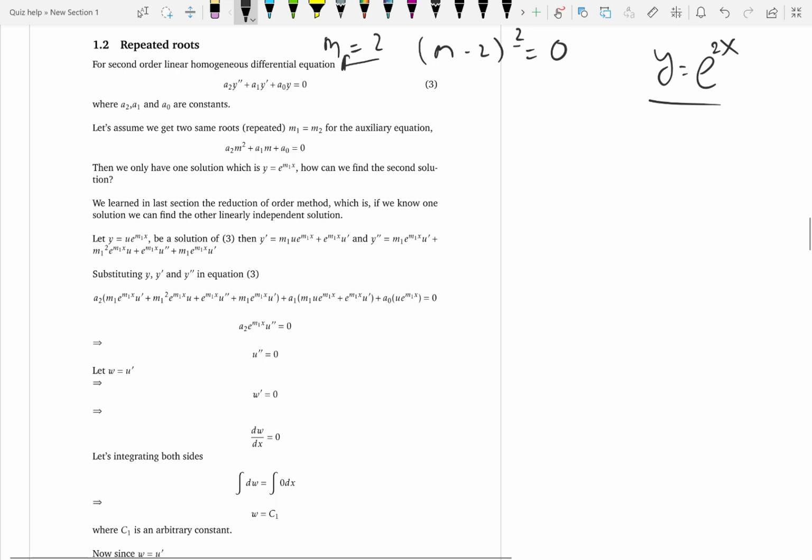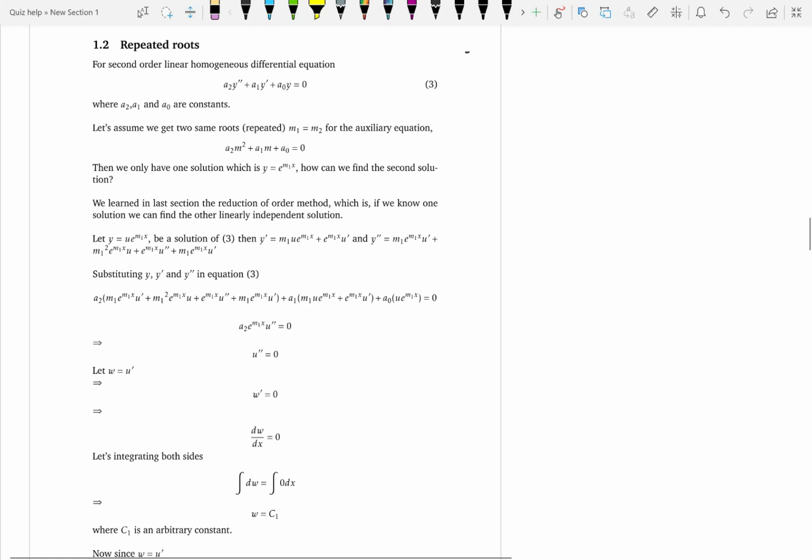Can you remember something? Isn't that what we did in the last section? Reduction of order method. I know one solution. Can I find the second solution? Yes, right? So if you happen to have a repeated root, you have to use the reduction of order method. And let me show you a fantastic result. That makes your life so much easier.